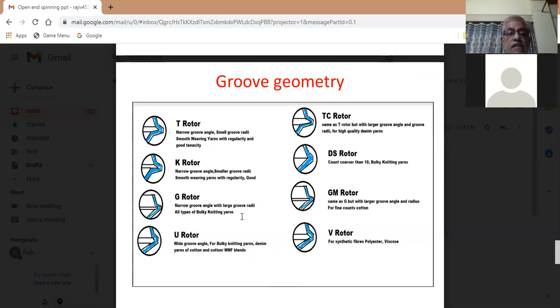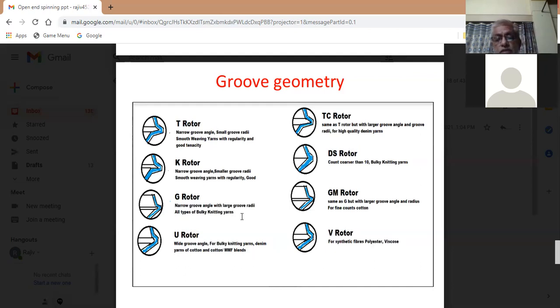We have already studied that in T rotor, narrow groove angle is there, but in this case, large groove angle and groove radii are there. So this is used for high quality denim yarns. In the same way, there is another DS rotor. It is used for very coarse yarns. If the count is coarser than 10's count, DS rotor is used, and it results in bulky knitting yarns.